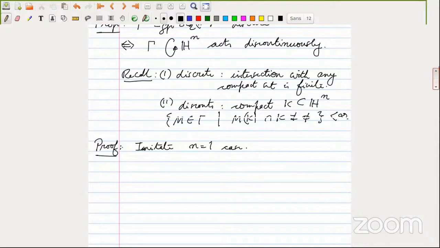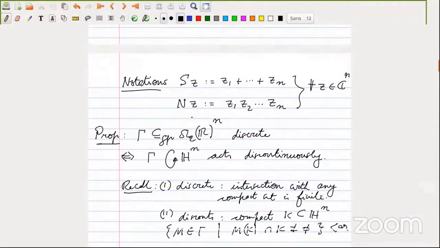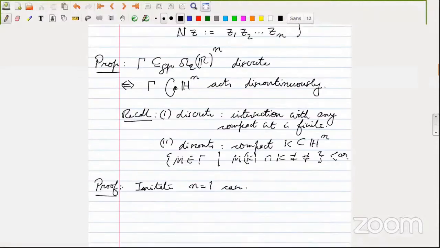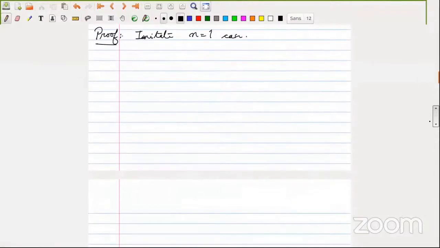So this is one proposition which is important, and why is it important? Because it completely tells us where to look for discrete subgroups of SL2R to the power of n. We have to look at those subgroups which act discontinuously on H to the power of n. On the face of it, it doesn't mean much, but the point is that it does say a lot of things.